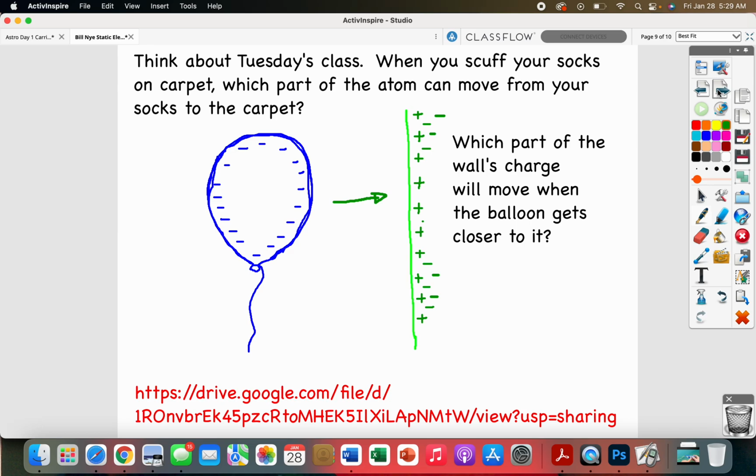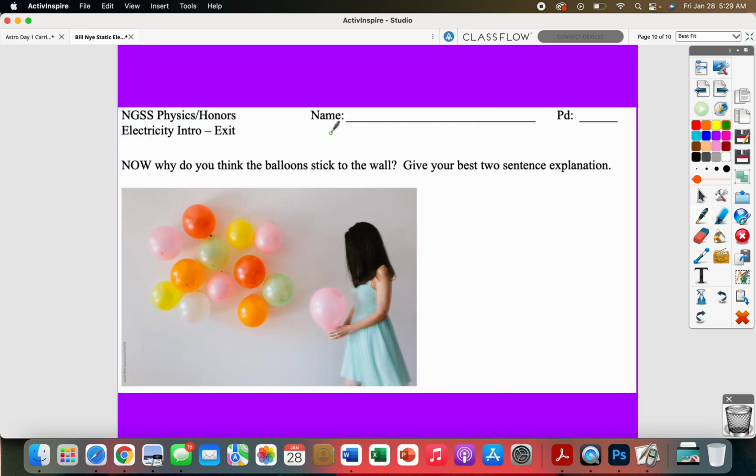Okay. All right, so the last thing we would close with is how can you explain balloons sticking to the wall? And since we've explained it and Bill Nye's explained it, I bet you can explain it. Okay. And that would be the end of our class. So yay us.